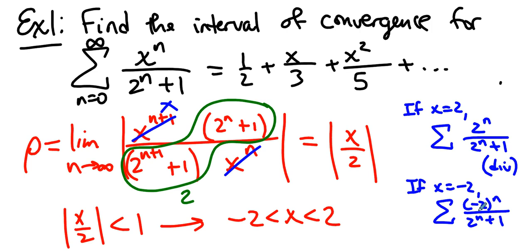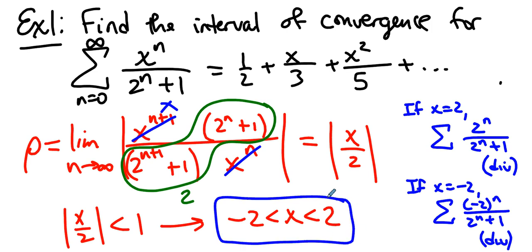If x is -2, then we have a sum of -2 to the n over 2 to the n plus 1. This is an alternating series. You could write out the first few terms. This is an alternating series, but the terms are not getting closer and closer to 0. So this diverges by the alternating series test. And so the interval of convergence is just -2 to 2 open on both sides. Will that always happen? No.